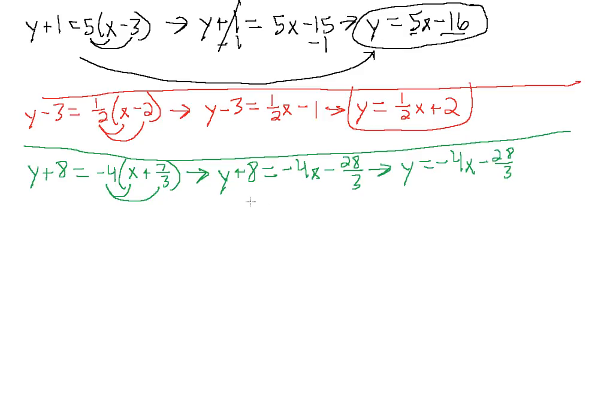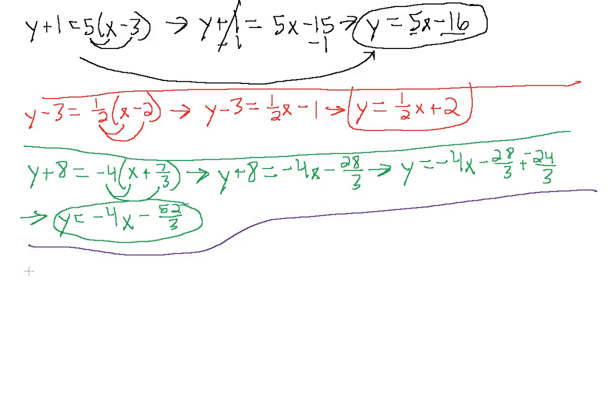Let's go ahead and convert 8 into a rational number that has the denominator of 3. So it's going to have a minus, and it's going to be minus 24 over 3. 24 over 3 is the equivalent of 8. And now we can simply subtract these. So one more step, we have y equals minus 4x. Now instead of subtracting, we can add a negative. So we have a minus 52 over 3. And that's our answer in slope-intercept form.